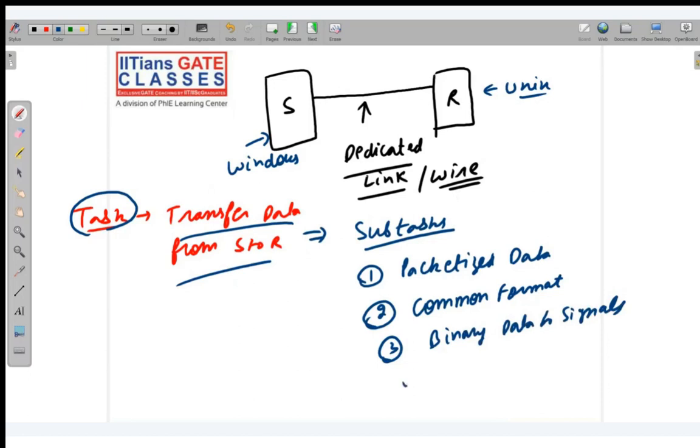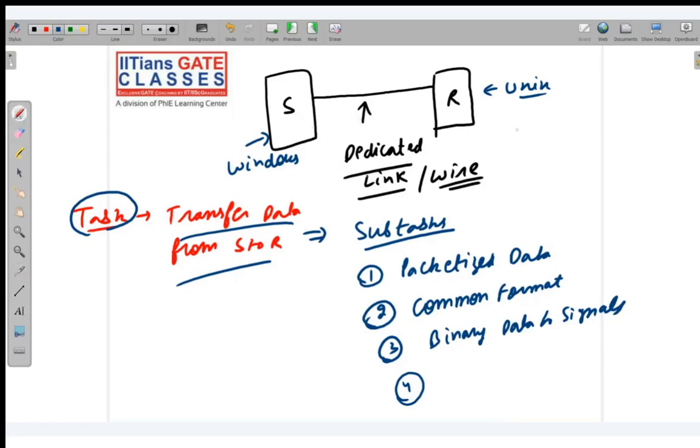And the fourth subtask can be, we have assumed that we have a dedicated link, but that is not always the case. So multiple senders or stations, we should say stations, because the sender and receiver terminology is used when this is only the sender and this is only the receiver. Sometimes a receiver can also become a sender, so we should use the terminology stations. So you can say with one channel multiple stations are connected.